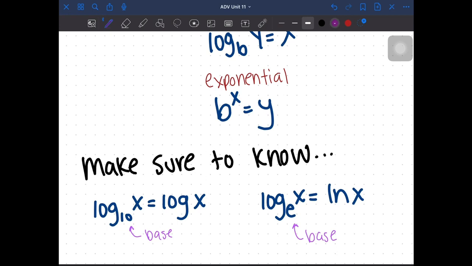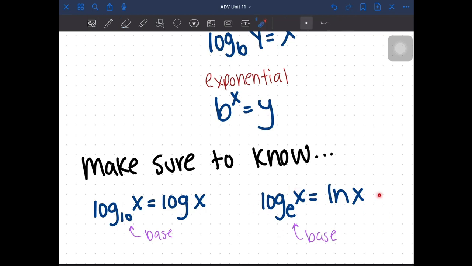It's kind of like me saying 1x is equal to x. They are the same thing, except you don't necessarily need the 1. It's the same thing over here. Log base 10 of x, you don't necessarily need the 10. It's implied. Okay, so they mean the same thing.